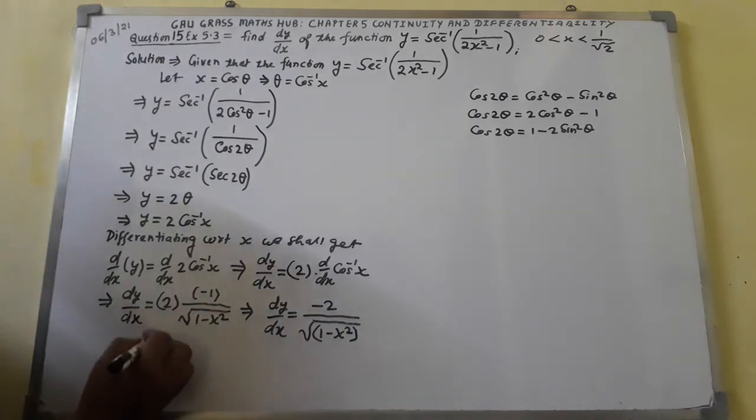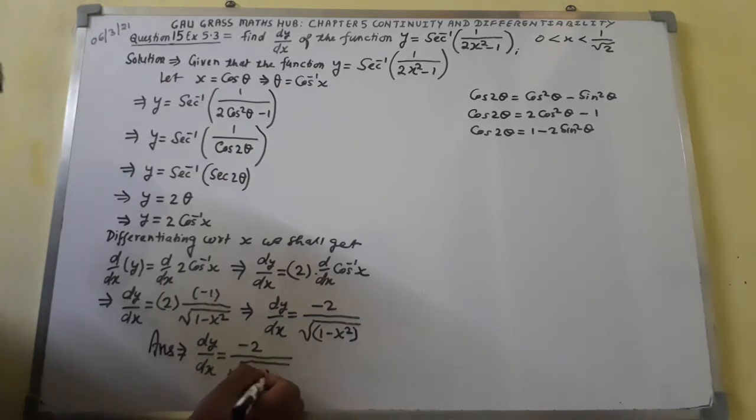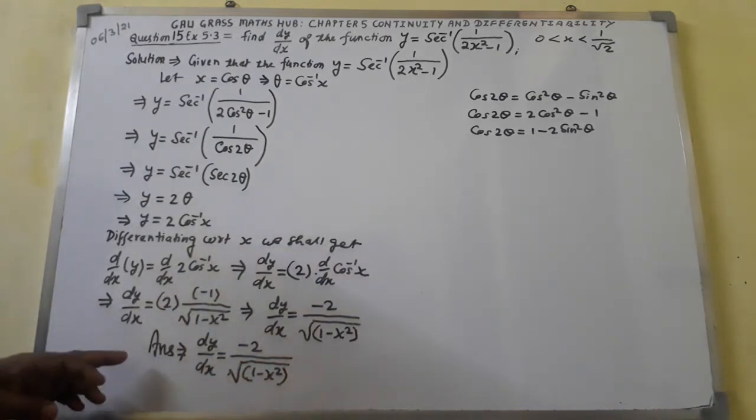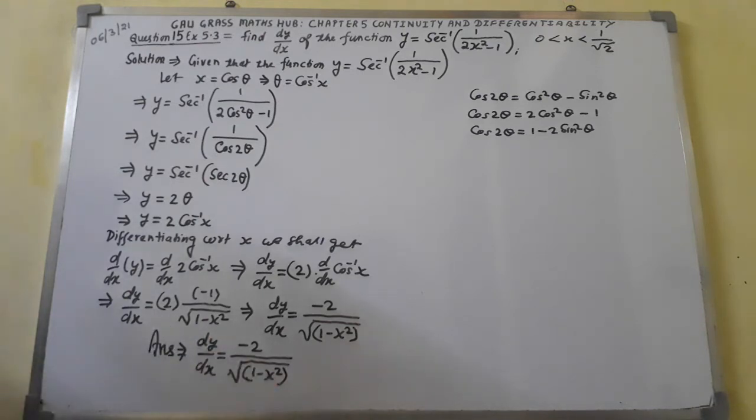Answer you have got here: dy over dx is equal to minus 2 over under root 1 minus x square. This will be the correct answer you have got.